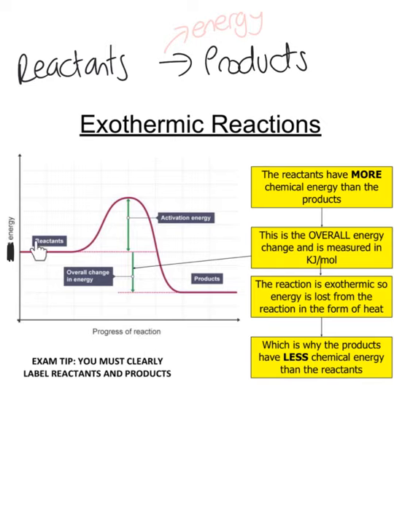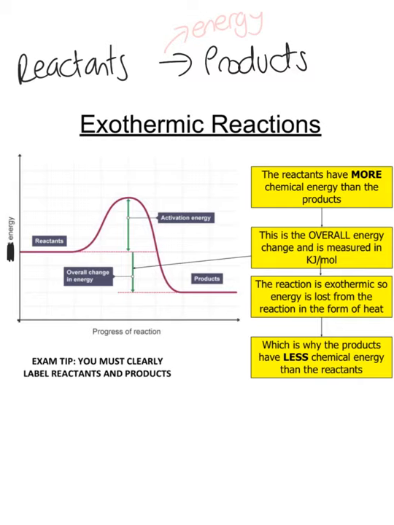So the reactants here have got X amount of energy. The reaction happens and we reach our activation energy, but because it is an exothermic reaction, energy is lost to the surroundings, so energy decreases by the time we end up with our products. The difference in energy between the two is called the overall energy change.